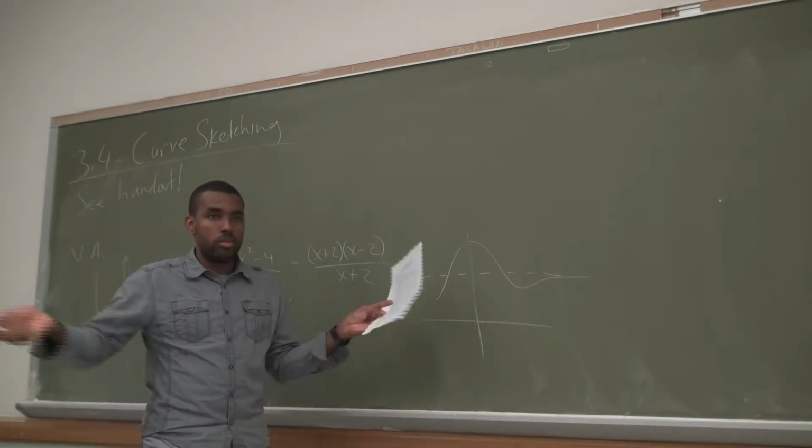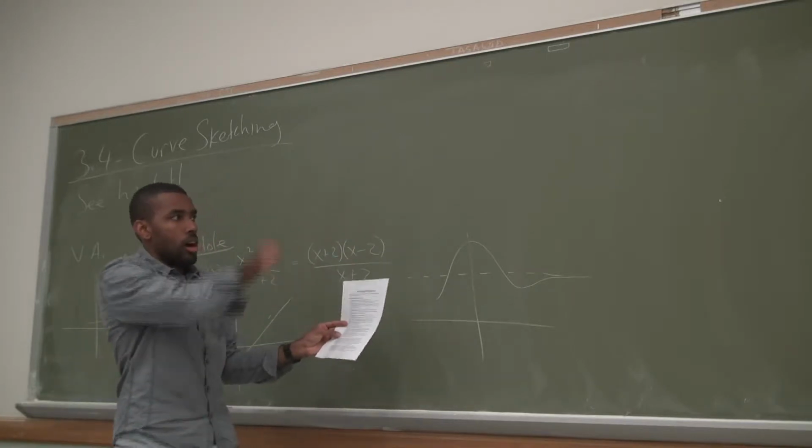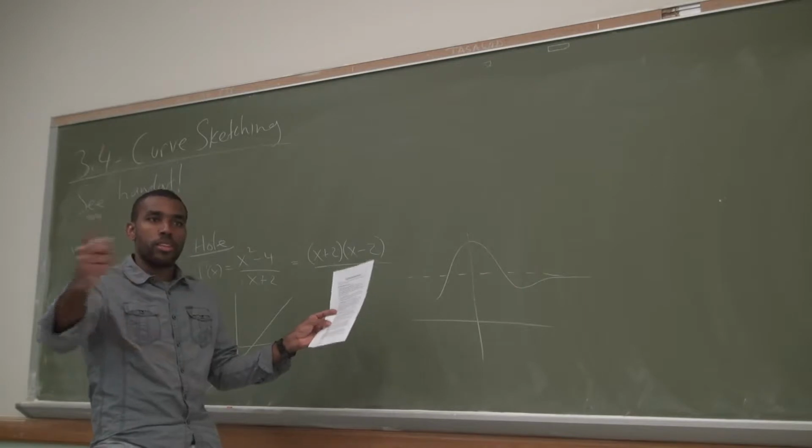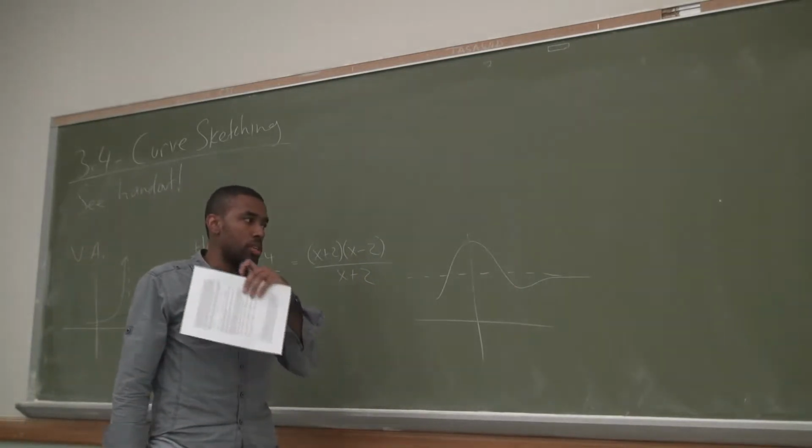And step 6, finally draw the graph, right? So you're just going to put all this information that you had on a pair of axes and make sure your graph fits all these features. The book also talks about symmetry.